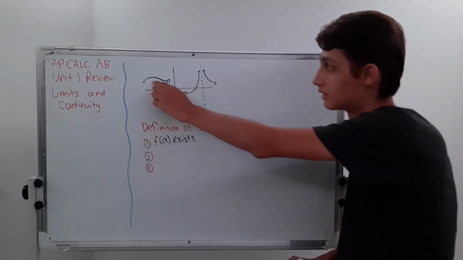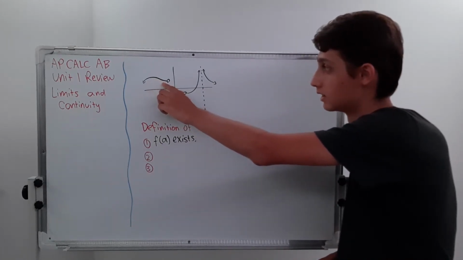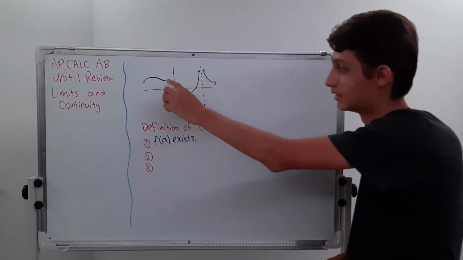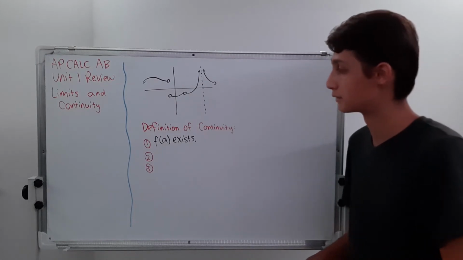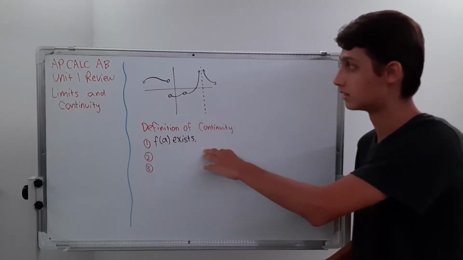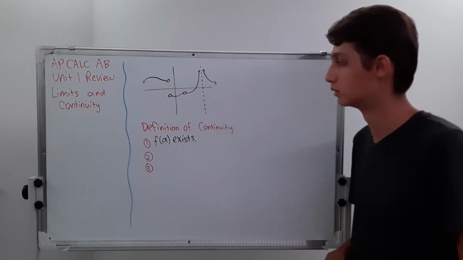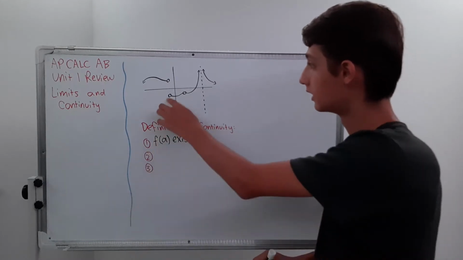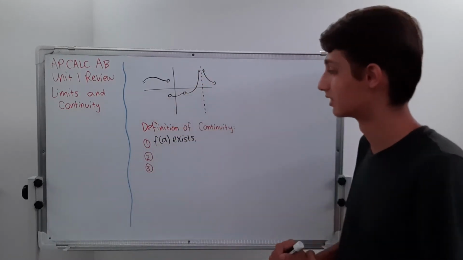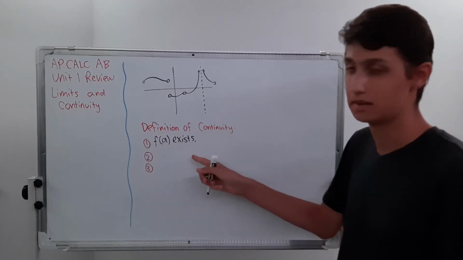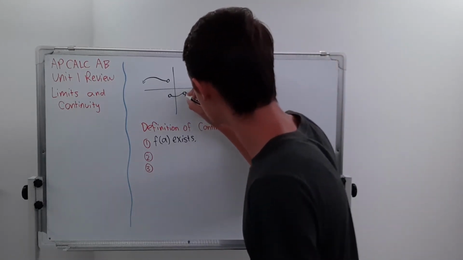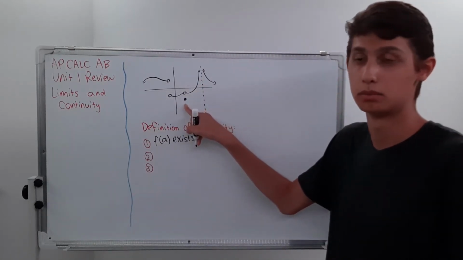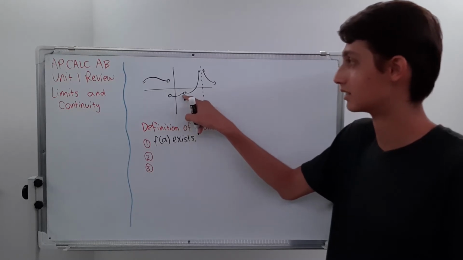So f of a exists here. It exists here, it exists here, not here, and not here. It exists here, just at these 3 points, it does not exist. So if f of a exists, that helps us build our definition for continuity. Because clearly here it doesn't exist, so it can't be continuous. Well, you can still have an f of a. What if we had a point for our removable discontinuity just down here, right? F of a exists now, but it doesn't exist up here.